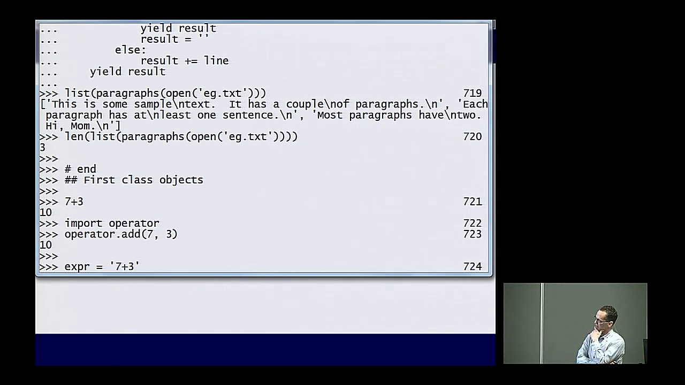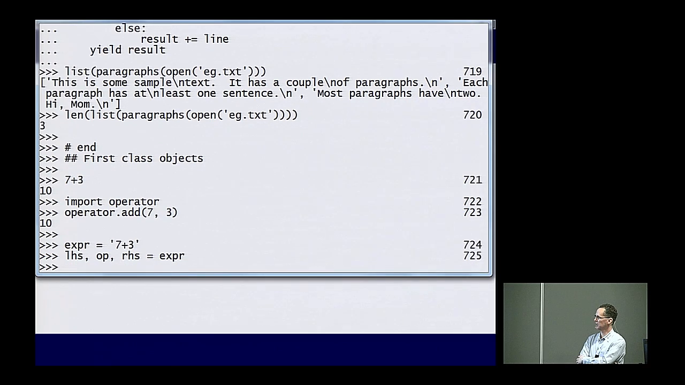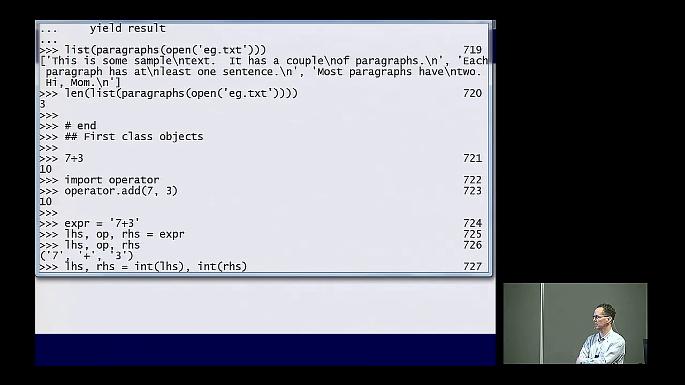So if I take a string of 3 characters and split it using tuple unpacking, I get the left-hand side, the operator, and the right-hand side, which are 7, plus, and 3. I need to turn the 7 and the 3 into integers.